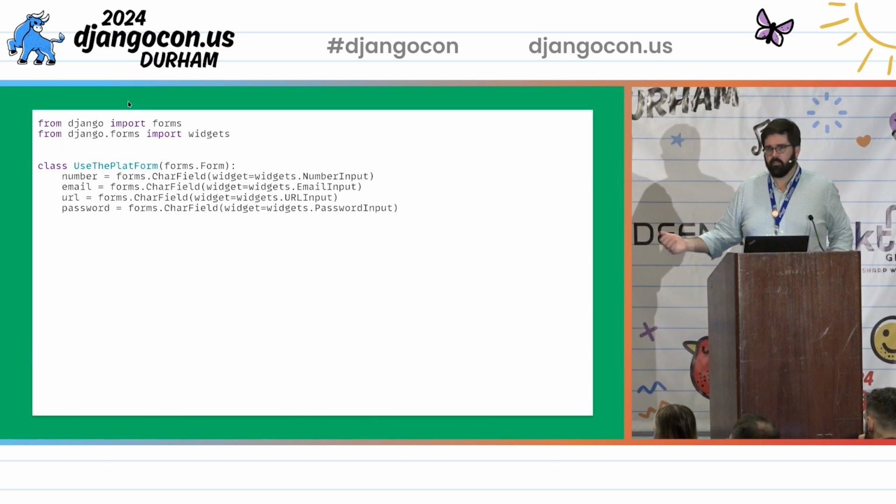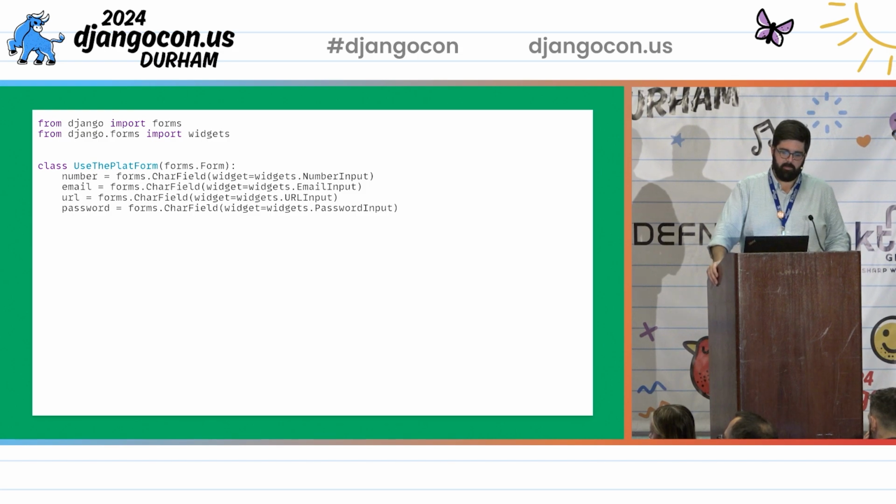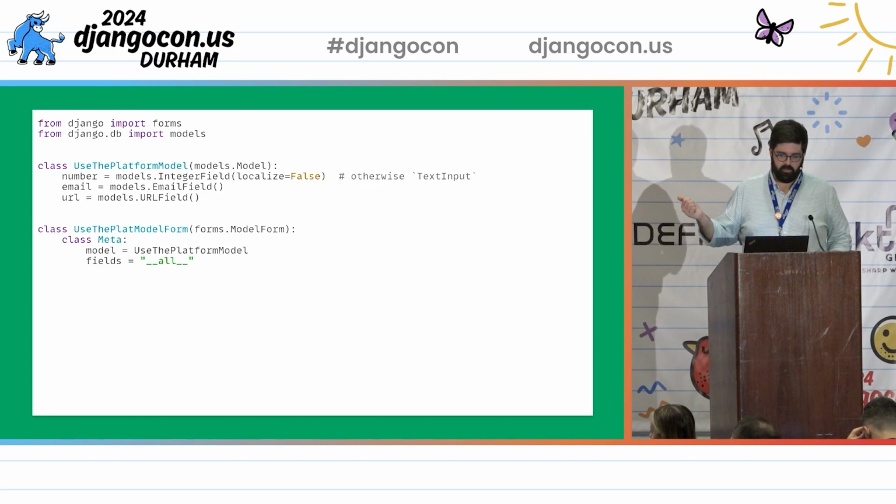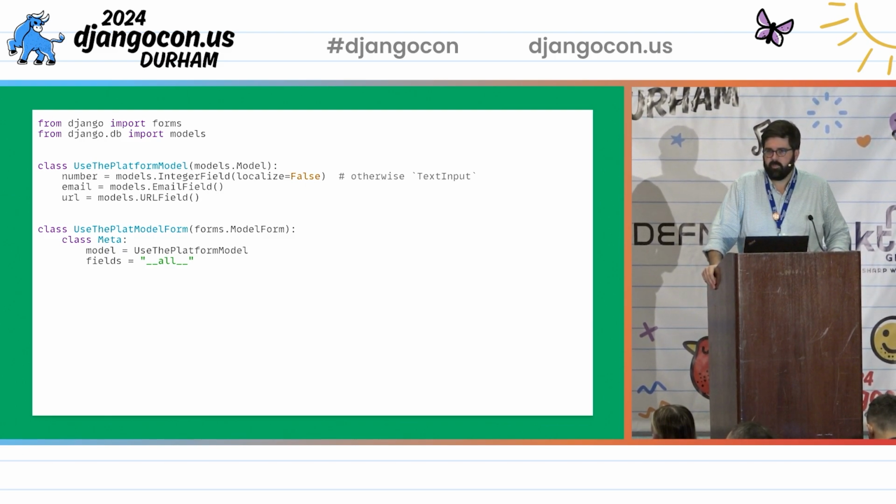And how this looks, of course, in Django is pretty simple. We have our form widgets, and there's a number input, email input, URL input, and password input. And if you use model forms, they come out by default with the integer field. You do have to specify localize equals false, otherwise it renders to a text input. But if you specify that, then you get a number input provided by the library.